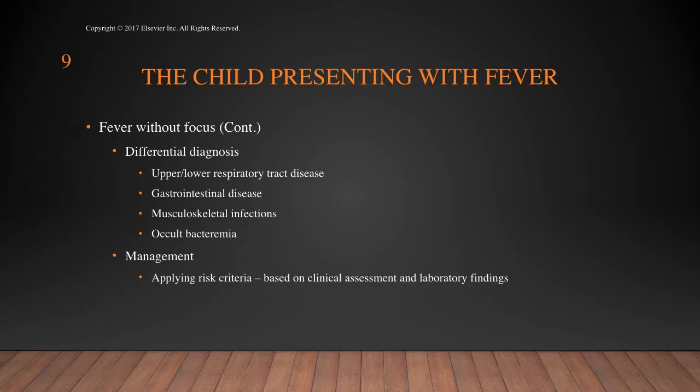So when you are seeing a child who has a fever with no focus on physical exam, then your differential diagnosis is going to include either an upper or lower respiratory tract infection, a gastrointestinal infection, a musculoskeletal infection, or a genitourinary infection, or occult bacteremia. And you're going to apply the risk criteria based on your clinical assessment and your laboratory findings.